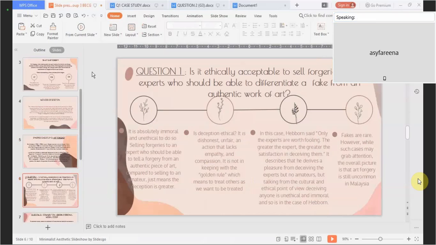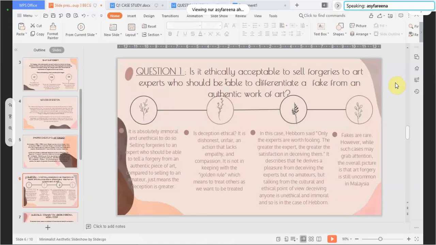I go to the next slide, which is question 1. The question is, is it ethically acceptable to sell forgeries to art experts who should be able to differentiate a fake from an authentic work of art? From our point of view, it is absolutely immoral and unethical, because selling forgeries to anyone is unethical and immoral on the part of the individual. Selling forgeries to an expert who should be able to tell a forgery from an authentic piece of art, compared to selling to an amateur, means the deception is greater, but it will still be unethical.